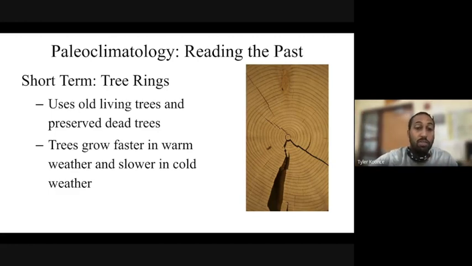For short term, one of them is tree rings. We can use old living trees and preserved dead trees, and we can look at their rings. These rings, contrary to what everyone wants to tell you, you can't really use to tell how old the tree is, that's not what we're looking at. What we're looking at is the growth between those rings. Trees will grow faster when it's warm, so you'll have a wider dispersion between one ring and the next, and slower when it's cold, so the lines will be really close together. And the reason the whole age thing doesn't work is that it depends on the type of tree. Some trees will add several rings in a year, so it's not accurate. Just FYI.